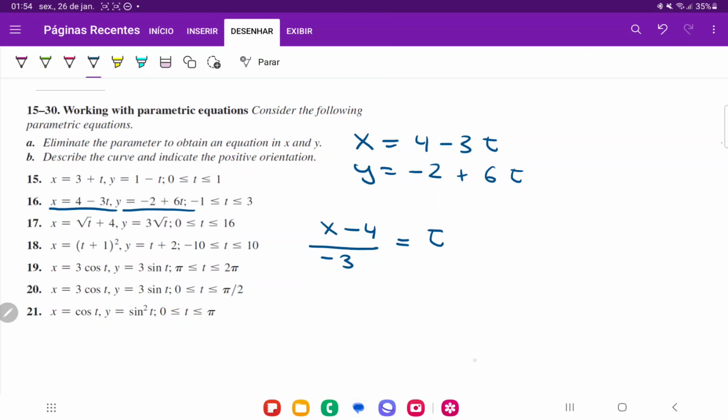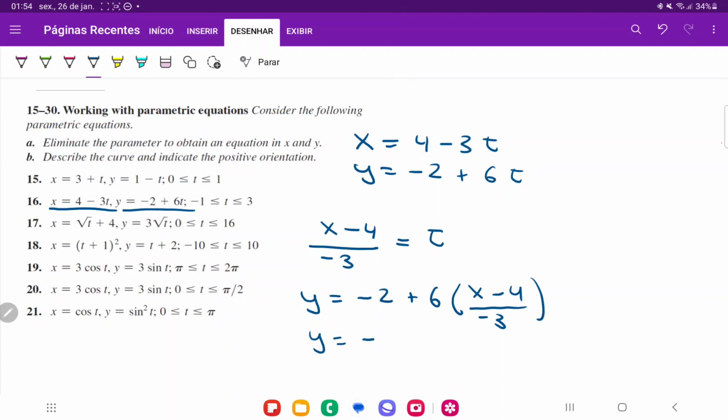And once I have an expression for t in terms of x, now I can plug that in here, because if I plug that in there, I'm going to get rid of t. So we have that y is equal to minus 2 plus 6t, so plus 6, and we're going to plug in this expression for t, (x minus 4) over minus 3. So let's just clean this up a little bit.